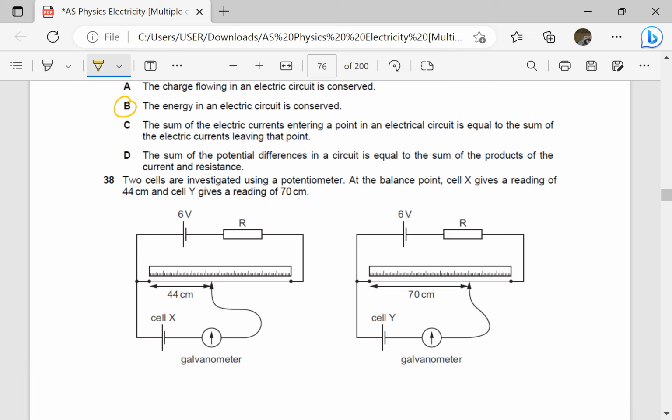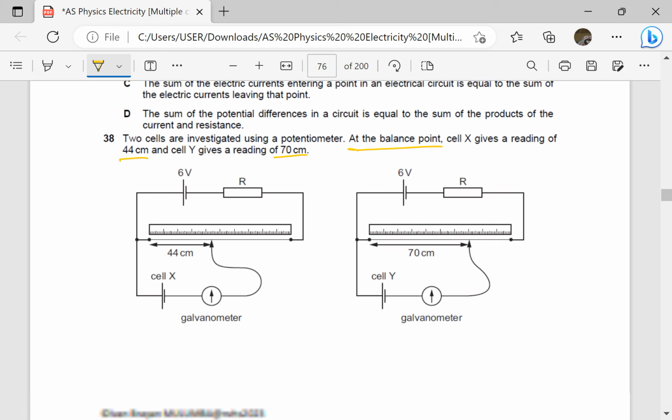At the balance point, cell X gives a reading of 44 centimeters, and cell Y gives a reading of 70 centimeters. Note that balance is only obtained when the e.m.f. of these cells is less than the e.m.f. of the driver cell. That's number one. Number two, the positive terminals must be linked if balance is to be achieved. If they are not, then it is not possible. The PD across this balance length is the same as the EMF of the cell.